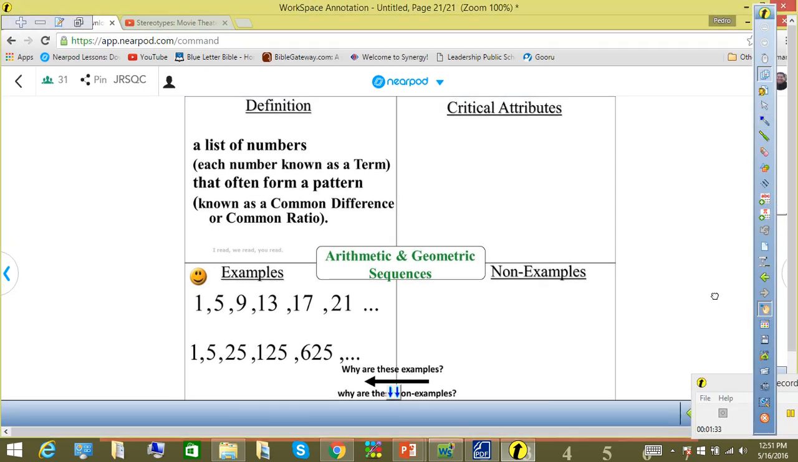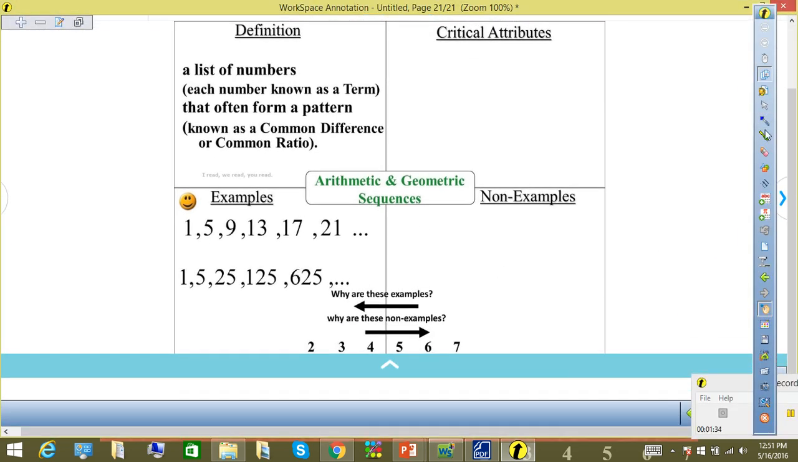So let me go ahead and go through the definition and go through each one of these to make sure we got what we're talking about. So we know that each one of these numbers are known as terms. We have 2 lists. I'm going to switch to red. I'm going to go over the first list. And I see that there's a pattern for this list. And the pattern that's shown is that it's adding what? 4 to each of those numbers.